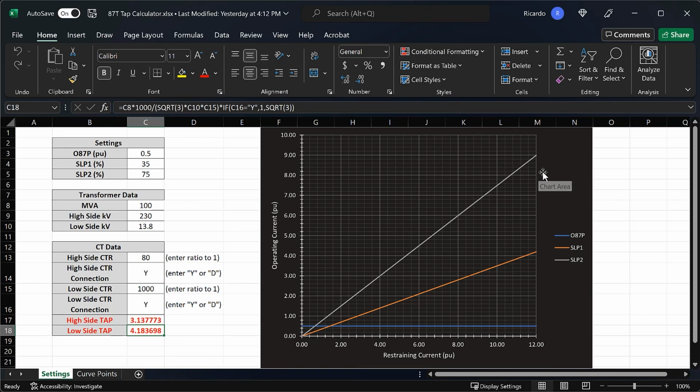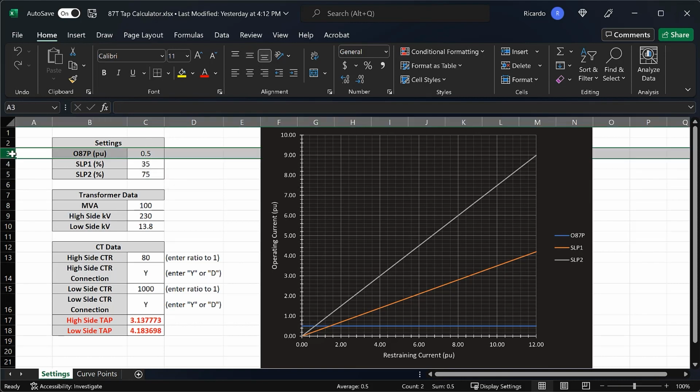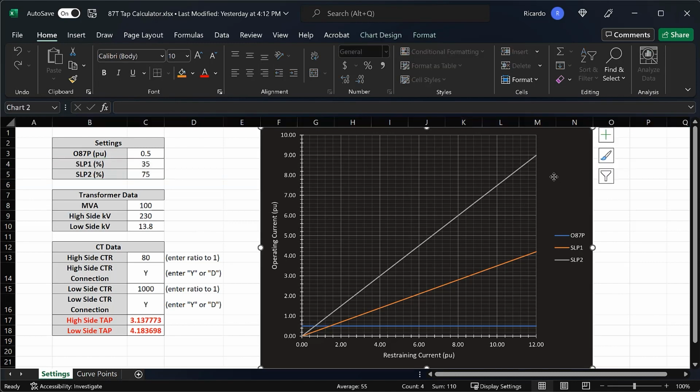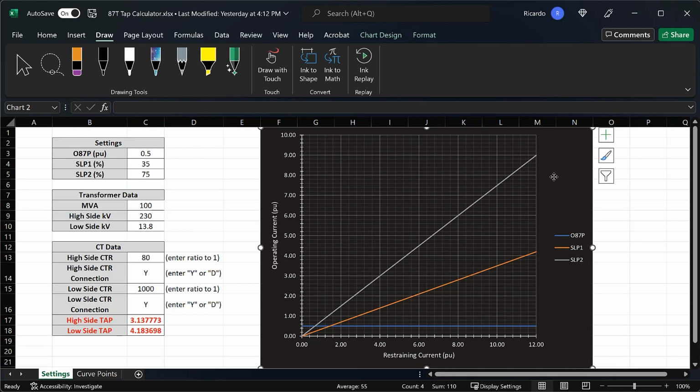And I also included here the tripping characteristic for the differential element, given the 087P and the SLP1 and 2 settings. These 3 settings define how the tripping characteristic of the differential element looks. These settings are the minimum operating current, which is the 087P setting, and the slopes for both internal and external faults. This one over here on the right is the tripping characteristic for the differential element as it is implemented on the SEL 487E relay. So you can also use this spreadsheet to plot the tripping characteristic for the differential element.